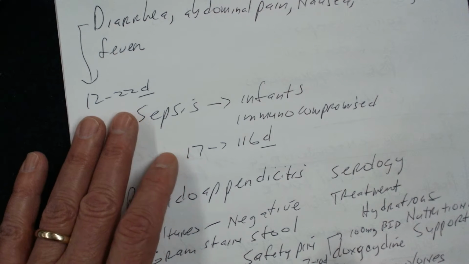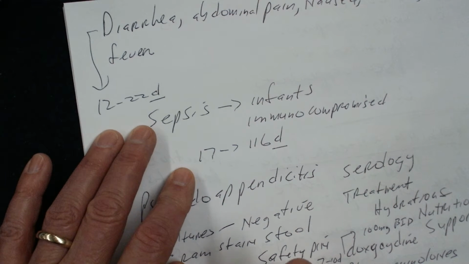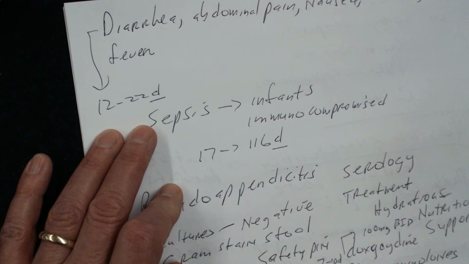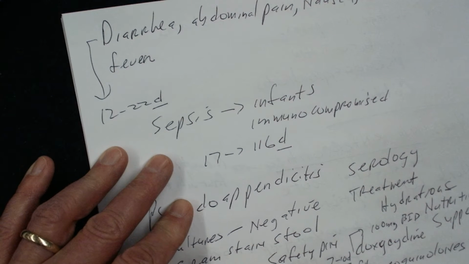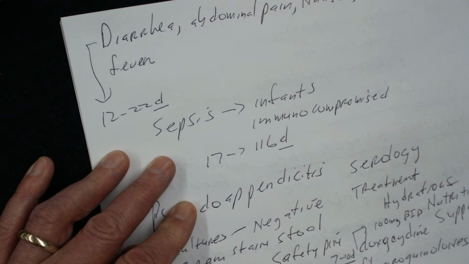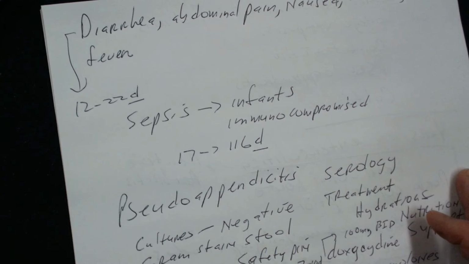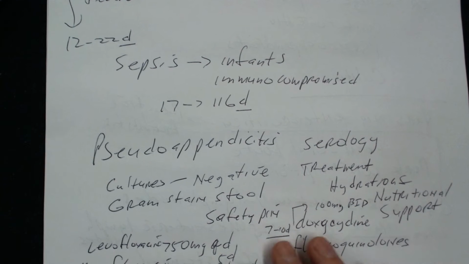Fluoroquinolones, if it's levofloxacin, usually 750 mg, QD, usually for 5 days. If it's moxifloxacin, it's 400 mg, QD, also for 5 days. And that is Yersinia enterocolitica.